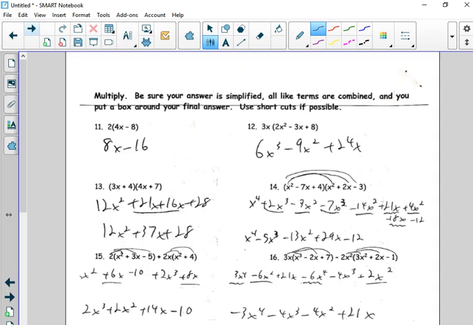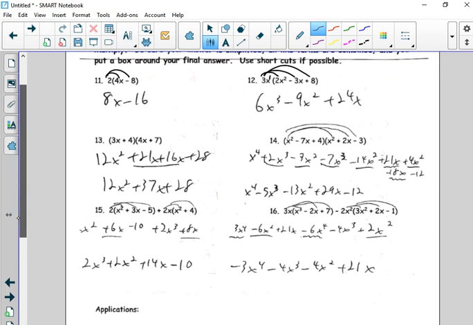Multiplying. Please remember to send it to both. Most common mistake here is 8x minus 8. Distribute the 2 to both. Distribute the 3x to the 1 here, here, and here. So 3 times 2 is 6, x cubed. 3 times negative 3 is negative 9, x squared. And 3 times 8 is 24, x just tags along.